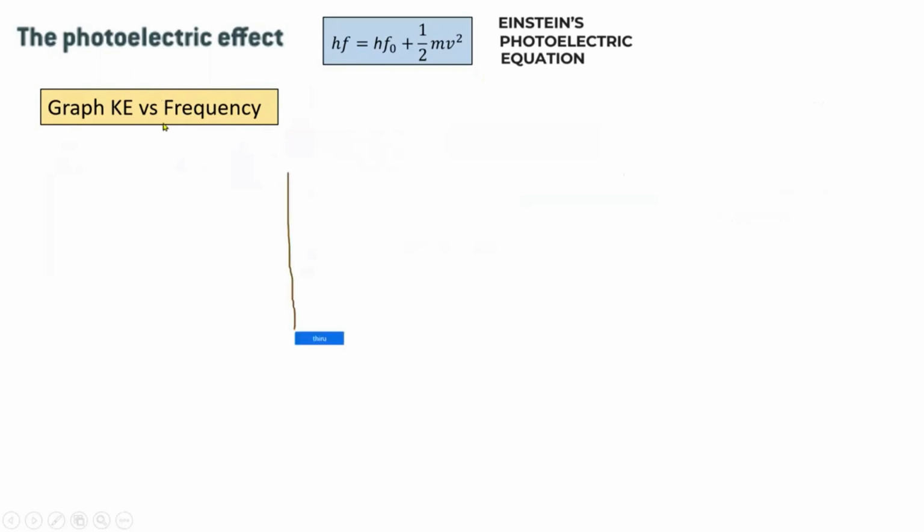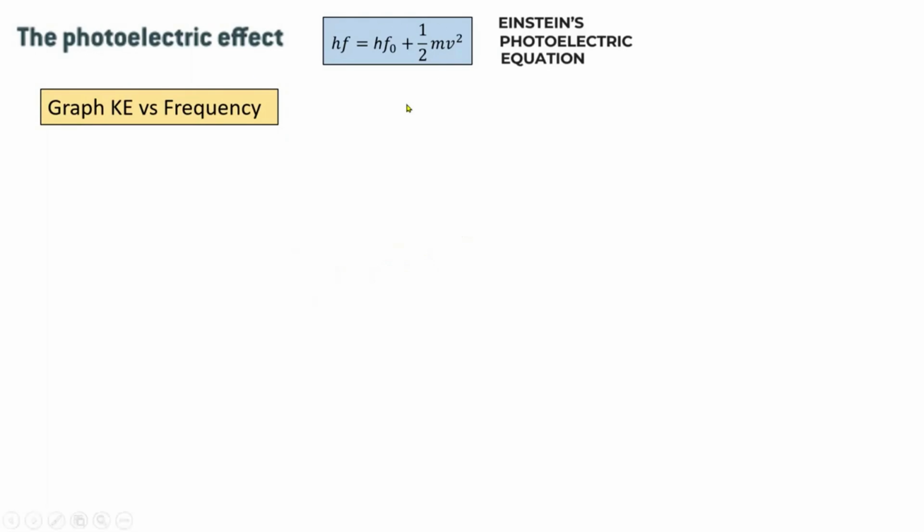But how do we draw it? I mean, what's the mathematical way to do it? Like this? No, this is not right. Not at all. Look at the y-axis. Y-axis is kinetic energy, x-axis is frequency. So what will the graph look like? As the kinetic energy increases, the frequency should also increase.